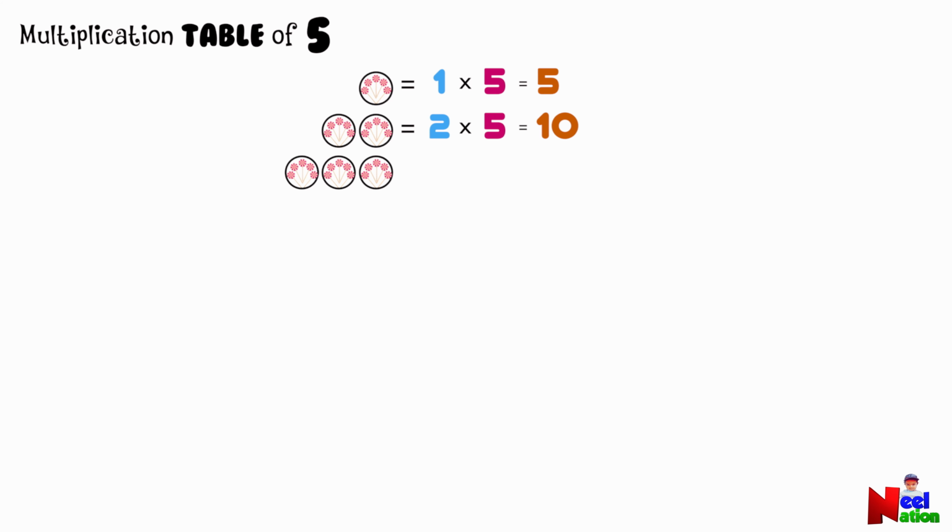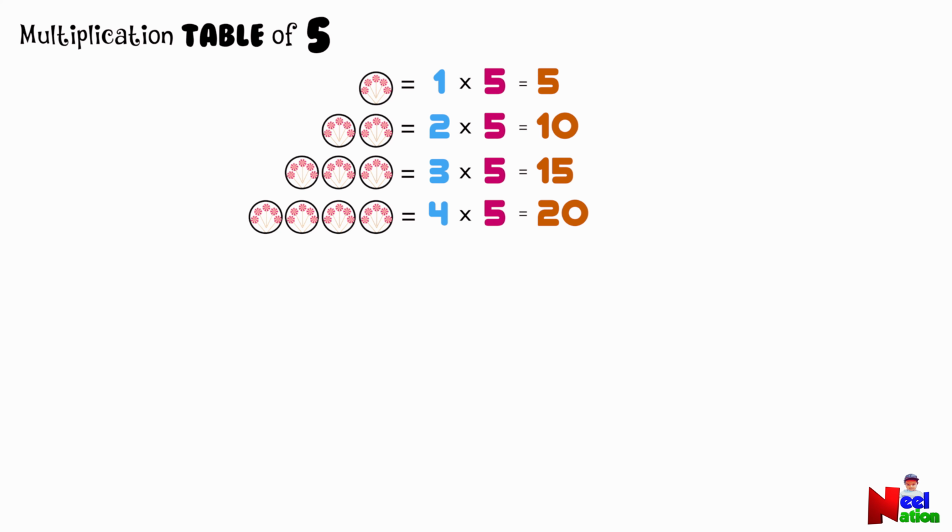3 bunches give us 15 lollipops. So 3 times 5 is 15. 4 bunches make 20 lollipops. So 4 times 5 is 20. 5 bunches gives us 25 lollipops. So 5 times 5 is 25. Because every time we go to the next number, we are just adding 5 more.